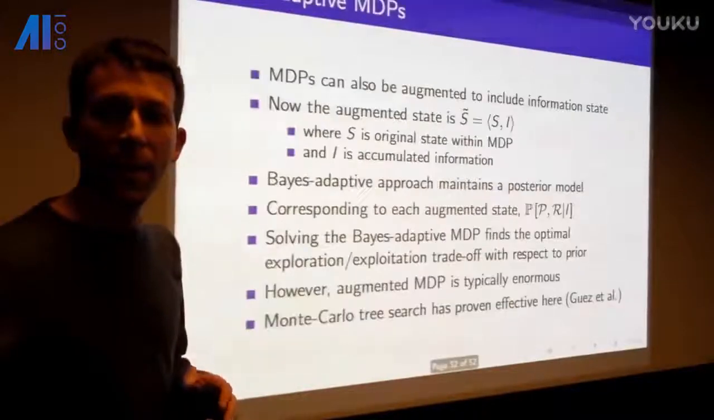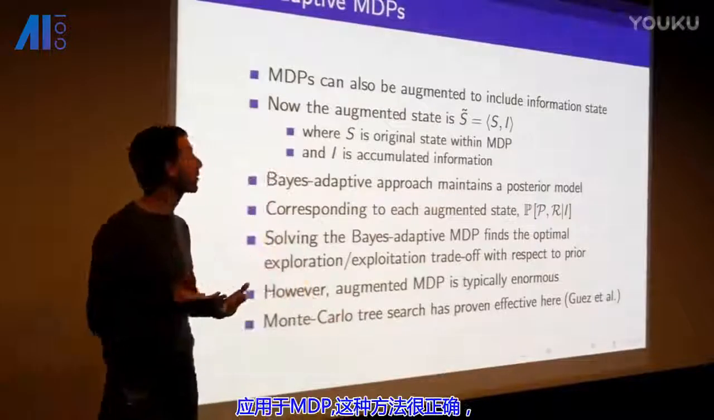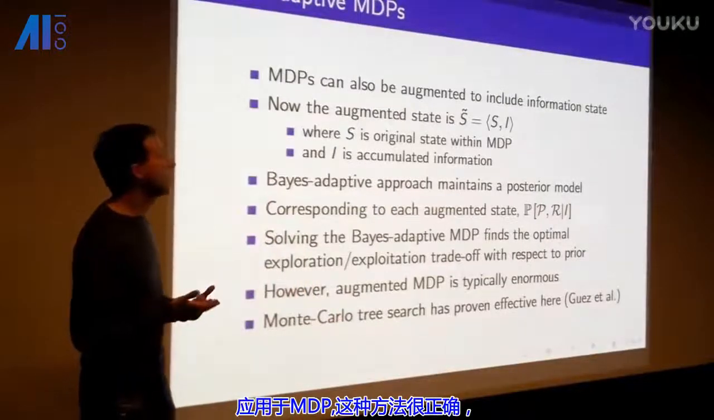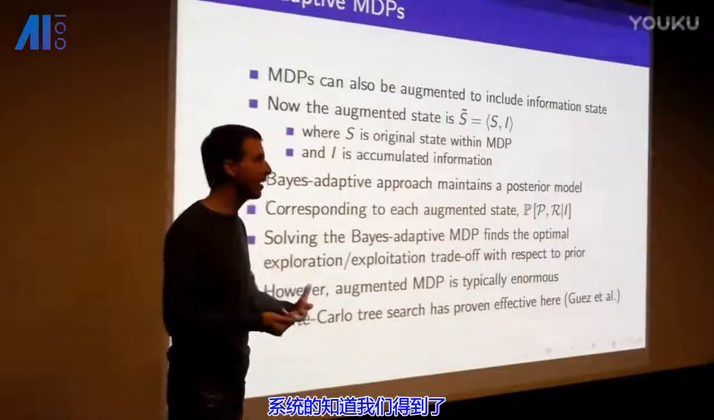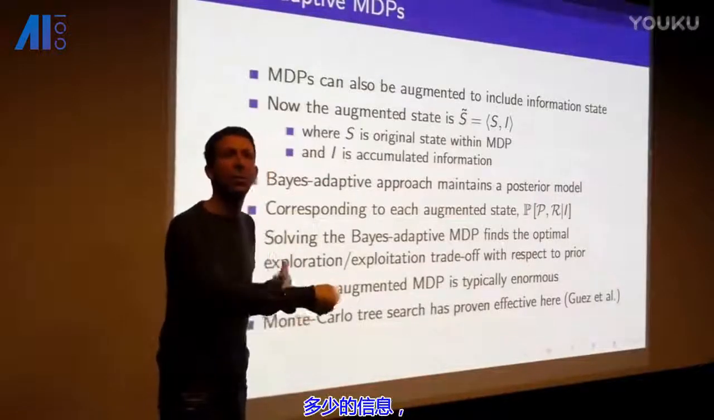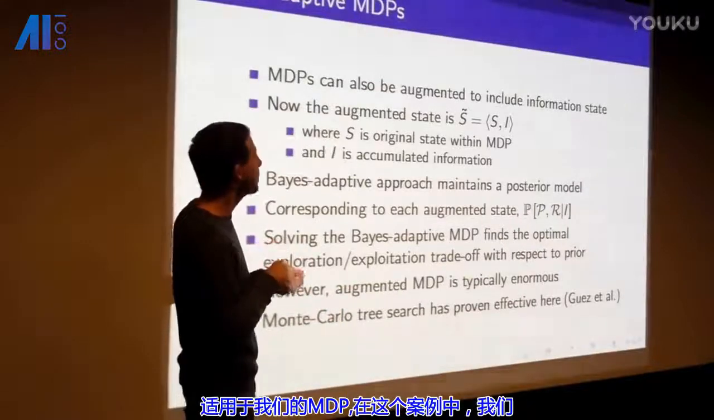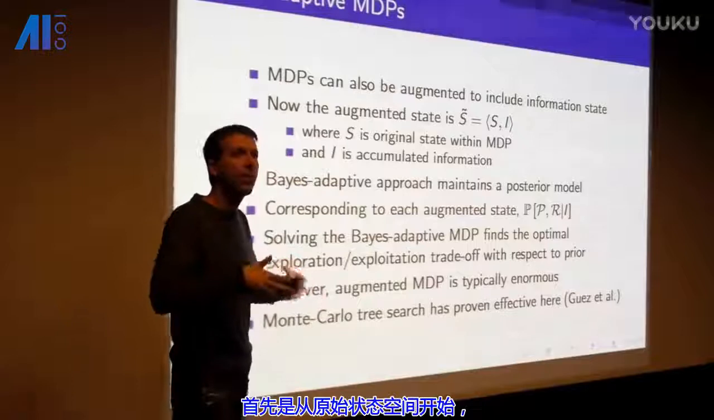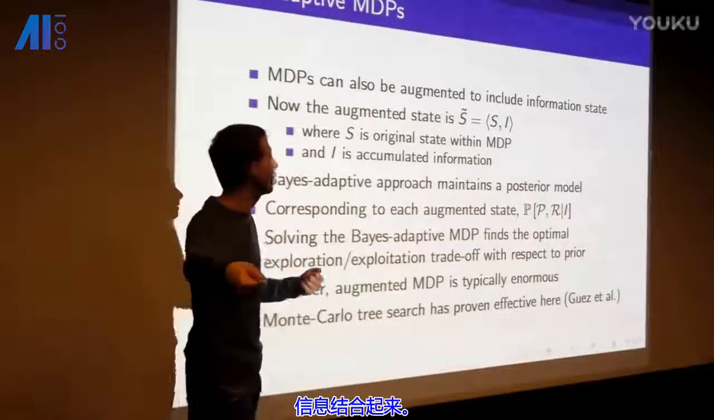Finally, the information state space idea also applies to MDPs. So this is the correct approach. This is the idea where we can systematically say, how much information should I gather, and what's the value of that information? We could do that with MDPs as well. So in this case, what we do is we start off with our original state space, and we augment that state space to combine it with the information.